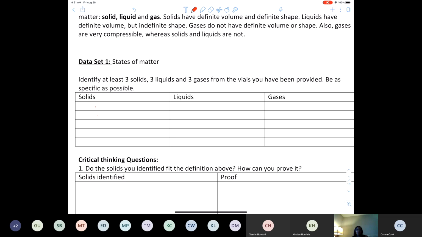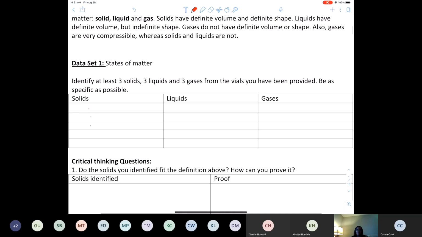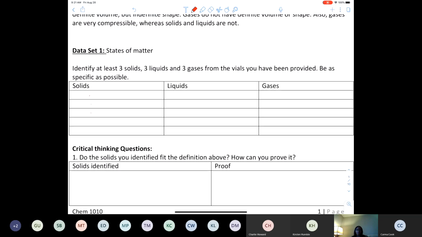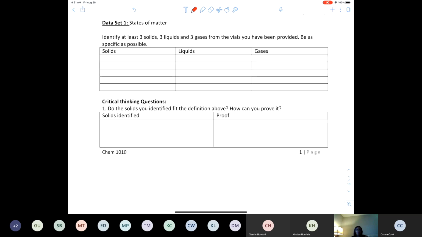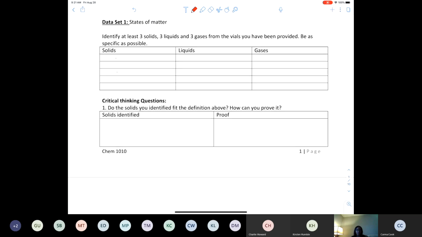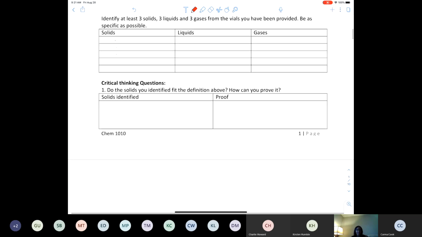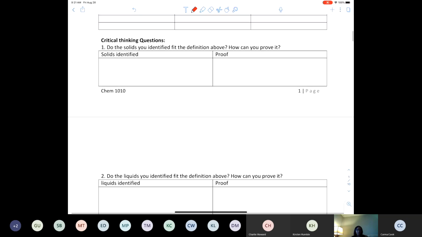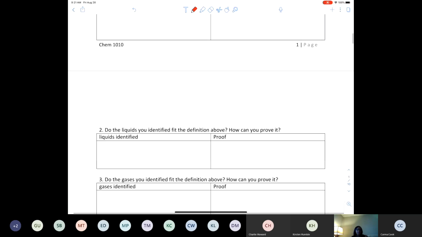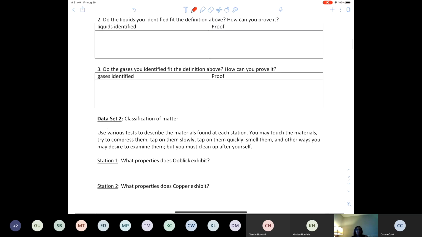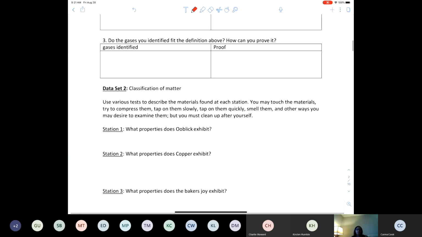And then you're going to identify 3 liquids that are contained in 3 different vials, and then do the same thing for the gases. So after you've completed your data table with 3 solids, 3 liquids, and 3 gases, then you'll go into your individual group meeting rooms and answer critical thinking questions 1, 2, and 3 with your group, and then you'll return to the general meeting room and we'll discuss the critical thinking questions, and then we'll move on to data set 2.